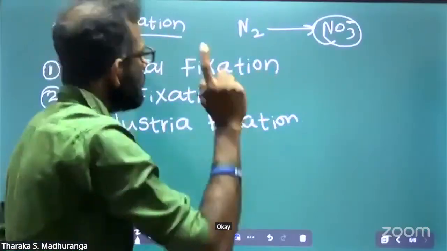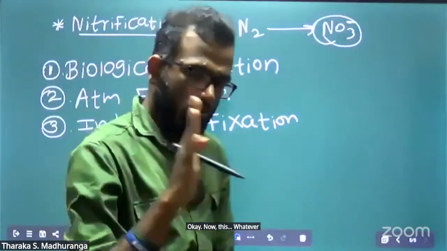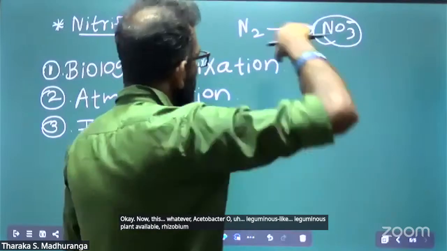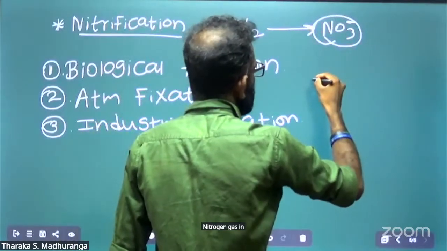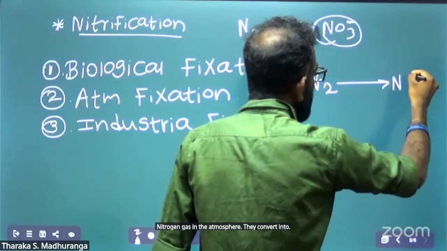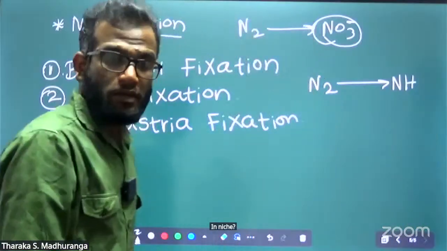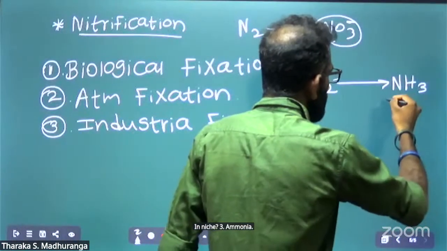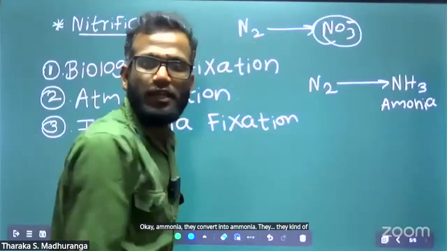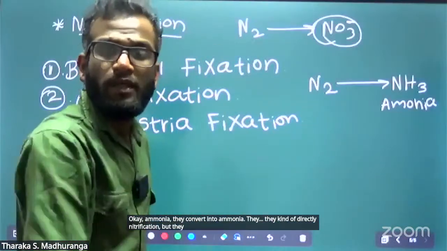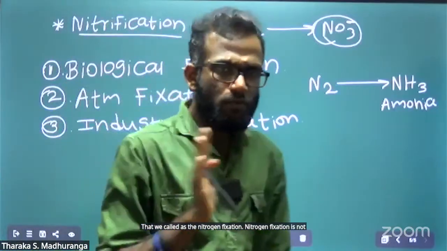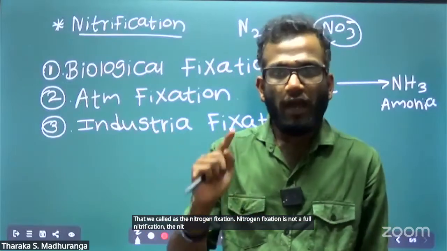Now whatever Azotobacter or rhizobium bacteria available in leguminous plants, they convert nitrogen gas in the atmosphere into NH3, ammonia. They cannot directly do nitrification, but they can help. That we call nitrogen fixation. Nitrogen fixation is not the full nitrification. Nitrogen fixation is a part of nitrification.